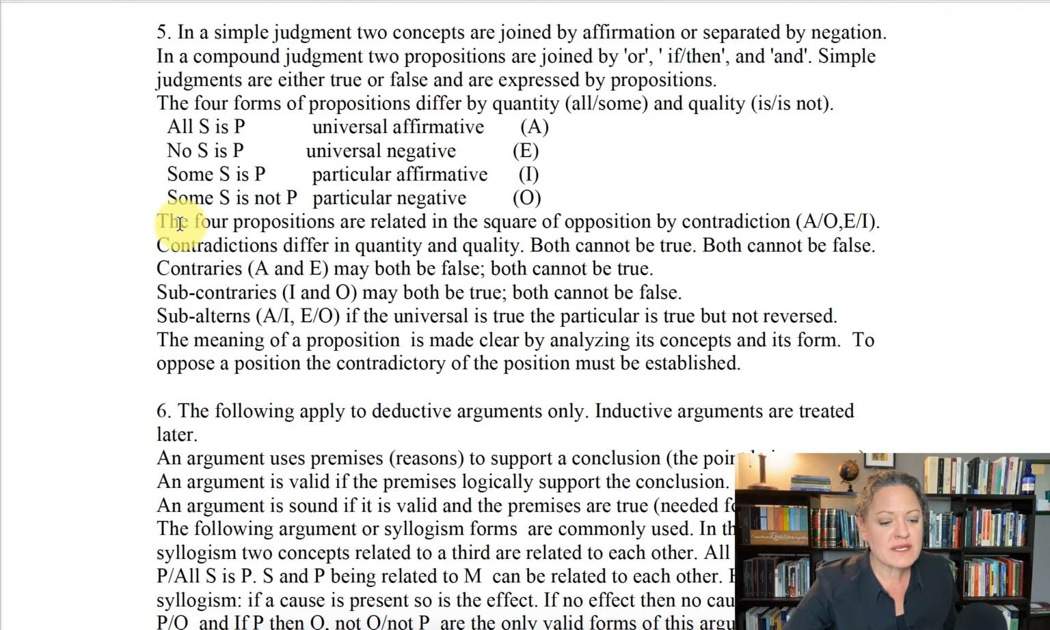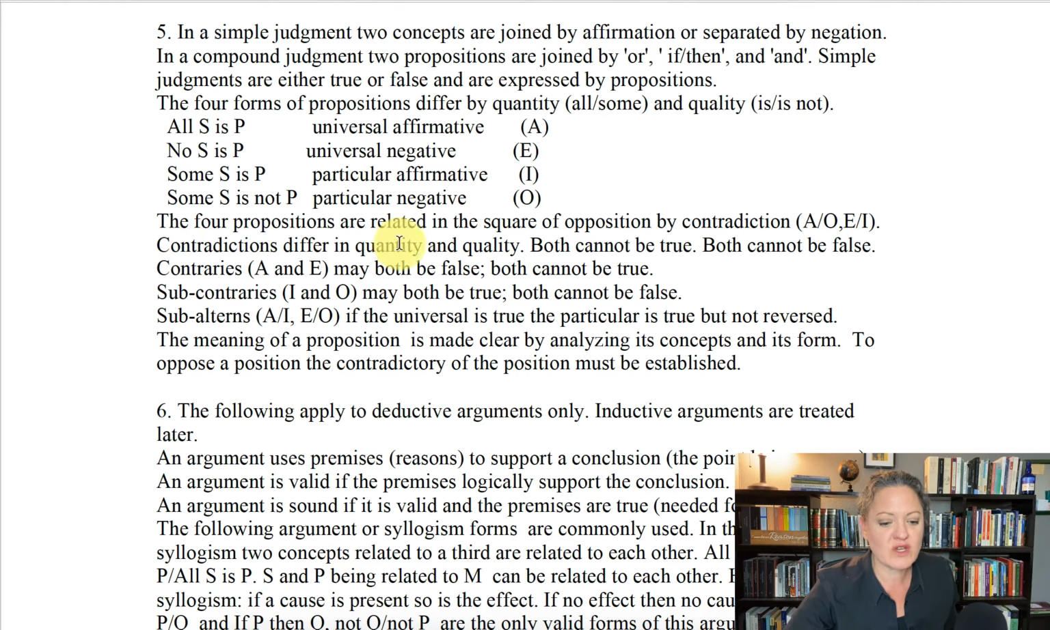And now it says the four propositions are related in the square of opposition by contradiction. A and O, E and I. I showed you that, but I'll review it. And contradictions differ in quantity and quality. Both cannot be true, both cannot be false. I want you to be able to answer this question as a core question. Define contradiction in 3 ways. It's right here, and I'll give you the third way.